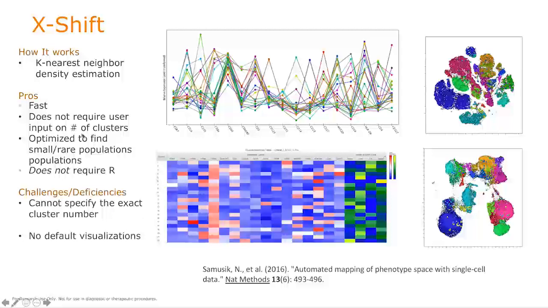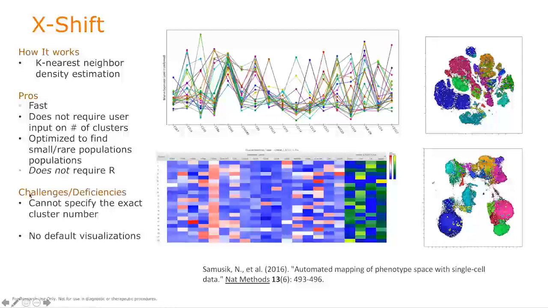It doesn't require you to input the number of clusters. It does this thing called an elbow plot, where it tests varying numbers of clusters and looks for where the variance stops decreasing significantly, and it picks that cluster number. So it's trying to not over cluster, but not under cluster. You just press go, and it's going to find whatever it finds. It is technically optimized to find small or rare populations. And it does not require you to set up R. It's running as a standalone program from Nikolai here.